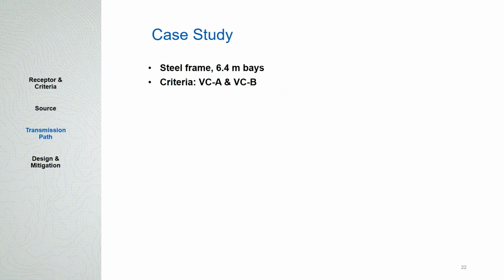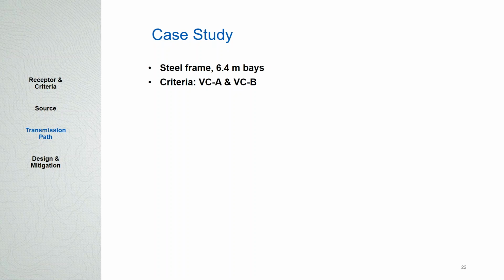So we have a case study here I just want to show. In this case, this is the most recent opportunity we've had to do modeling. And then a couple of years later, the building was constructed, and we were asked to go back just to verify how things are performing. It's a steel frame building with bays that are 6.4 meters square, pretty much. The criteria being targeted was VCA and VCB.